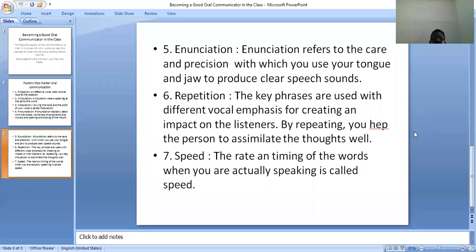Now, the seventh point we are going to learn about is speed. Speed is the rate and timing of the words when you are actually speaking. If it is very fast, some people cannot follow the speed of the speaker's words and cannot assimilate. It also plays a better role in the best communication.